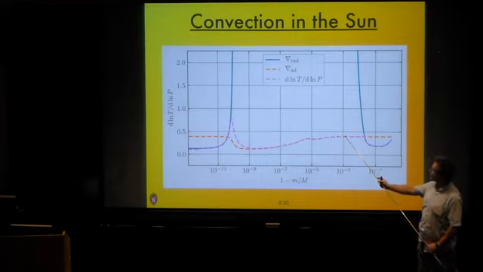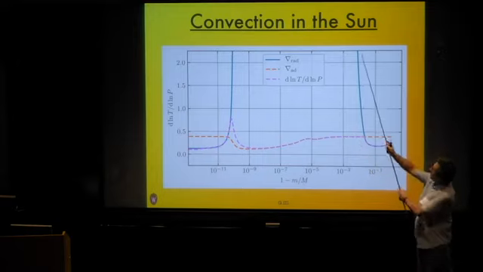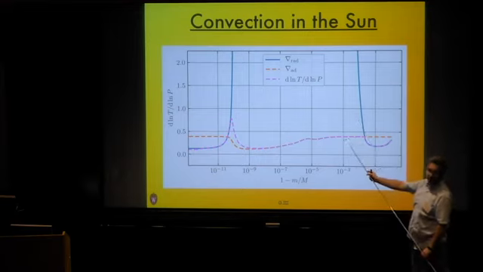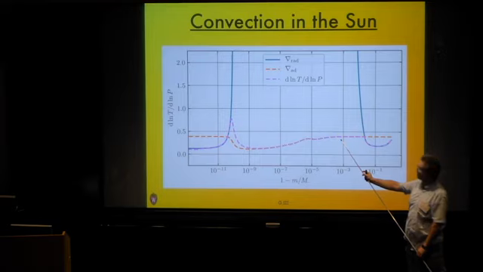Remember, convection can choose to set the purple line anywhere between the orange line and the blue line, which goes off the top of the plot. And it's choosing to set it at the bottom of the envelope. So that's efficient convection. It's making the temperature gradient as shallow as it can be.